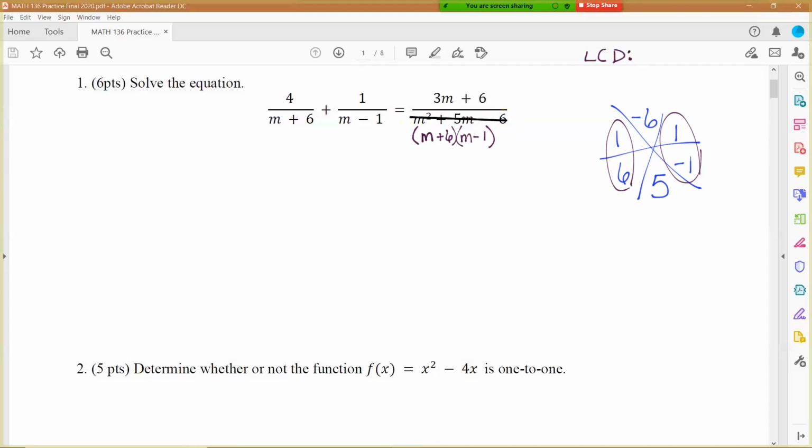So now my least common denominator is going to be anything that's a part of any of the denominators. In this case, it's just going to be m plus 6 and m minus 1. So that's going to be the least common denominator. Since there's an equal sign, we're going to multiply every single term by the least common denominator. So I'm going to multiply every single fraction by m plus 6, m minus 1.